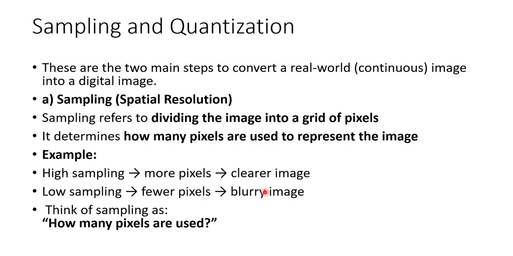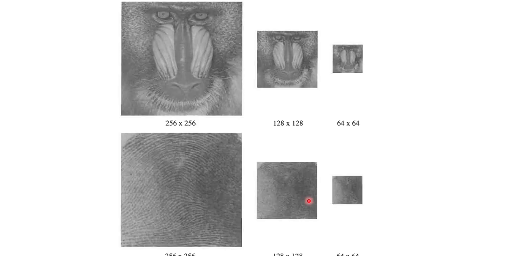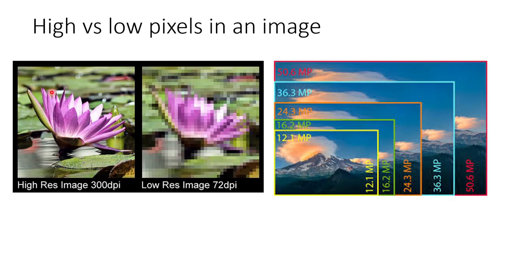Now we are going to see what sampling and quantization are. Sampling refers to dividing the image into a grid of pixels. The more pixels, the better the image. High sampling leads to more pixels and a clearer image. Low sampling means fewer pixels and leads to a blurry image. Consider this: this is 256 by 256, a clearer image than this one, which is 64 by 64. Similarly for these as well. This is high versus low pixel count.